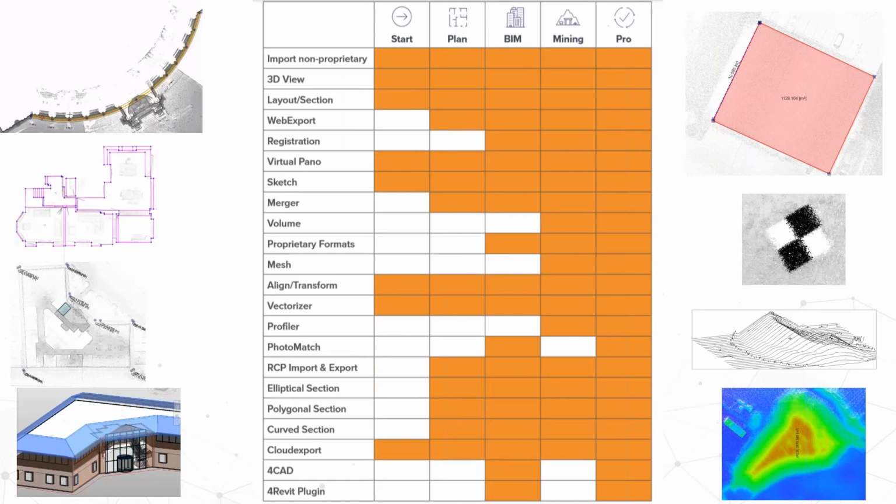We have a table with the modules and individual functions. This can also be downloaded from the website geoslam.com/hub. And you can see that the Start contains only a few functions, but they are essential tools for vectorizing or georeferencing data. From the Start package, users can then upgrade to Plan, BIM, Mining, and Pro, where Plan is more suited for creating floor plans. BIM can be used with the Revit platform. There are additional tools for volumes and profiles in the Mining package, and Pro contains completely everything.